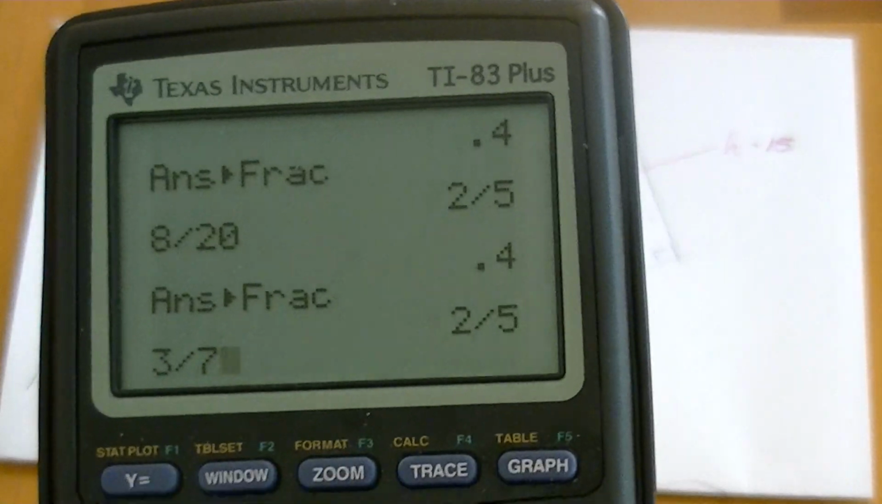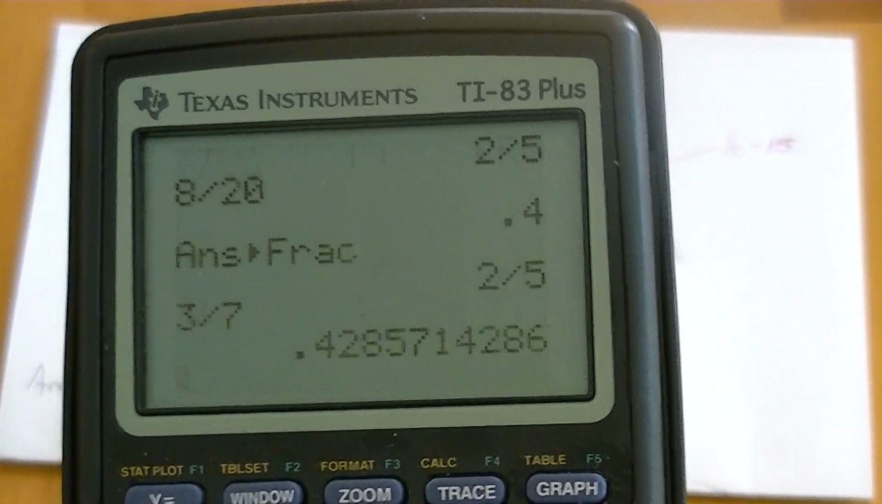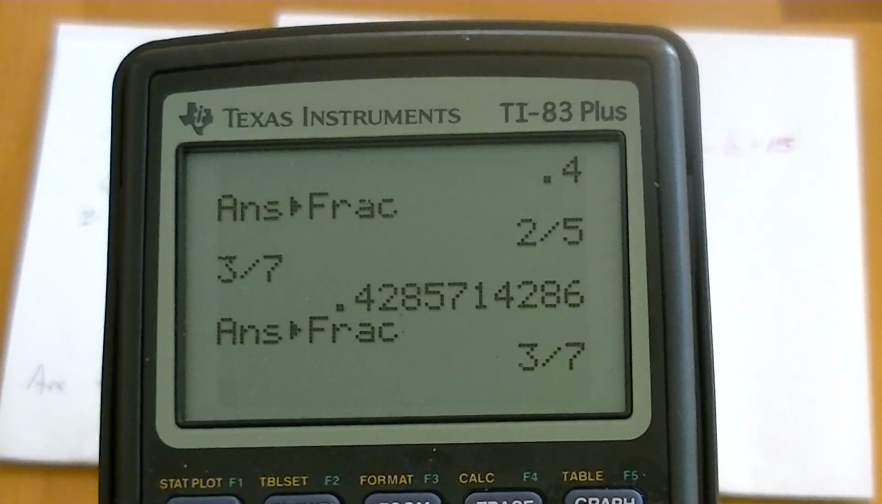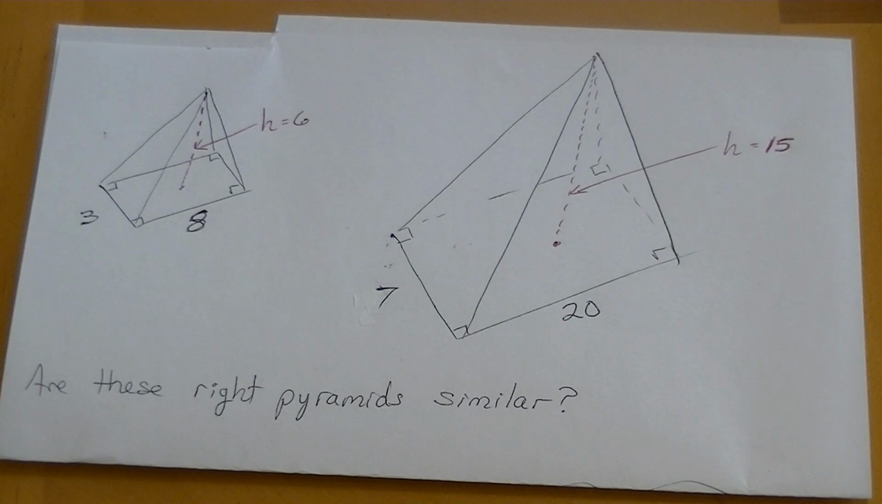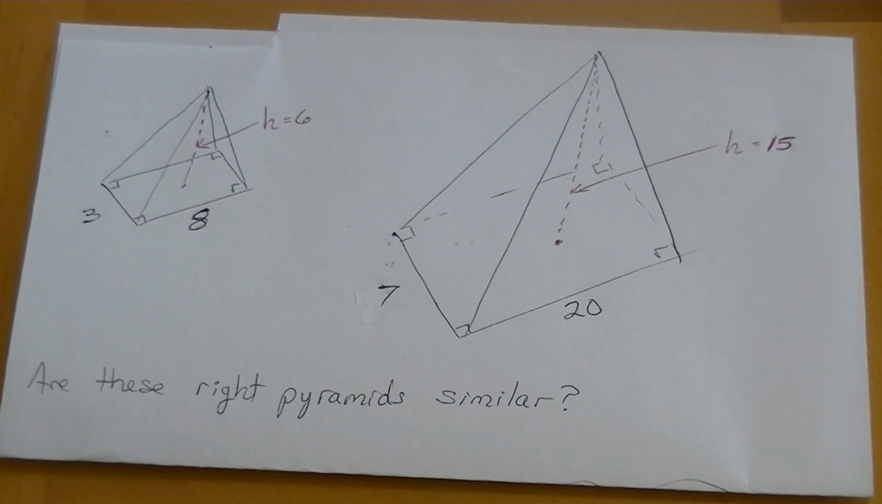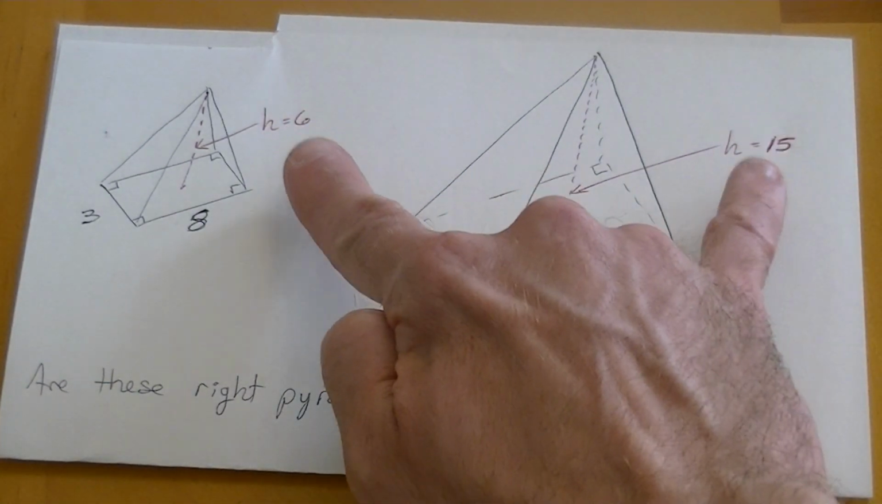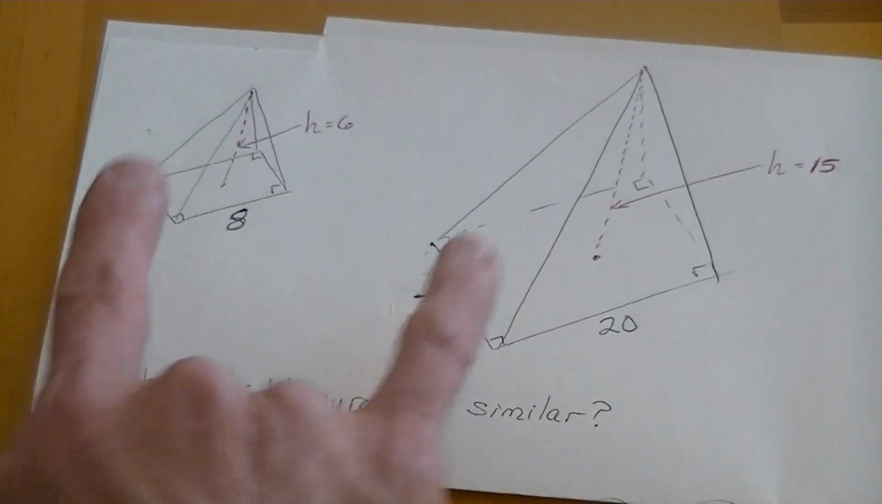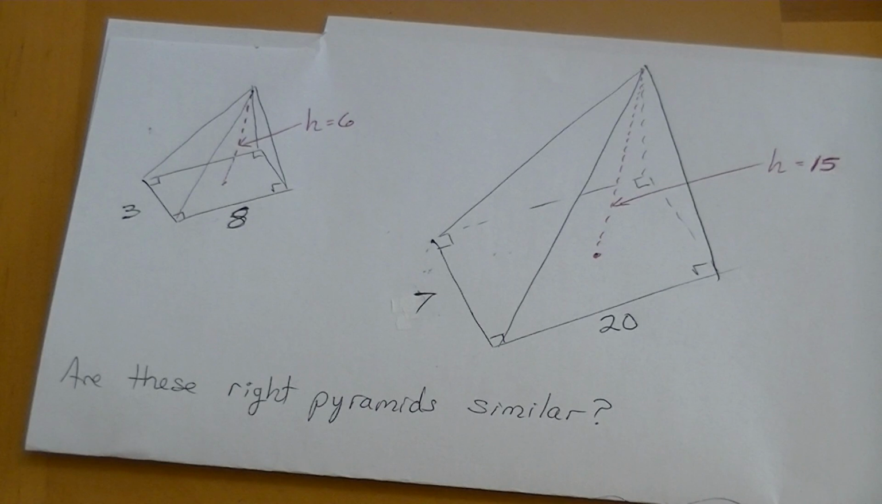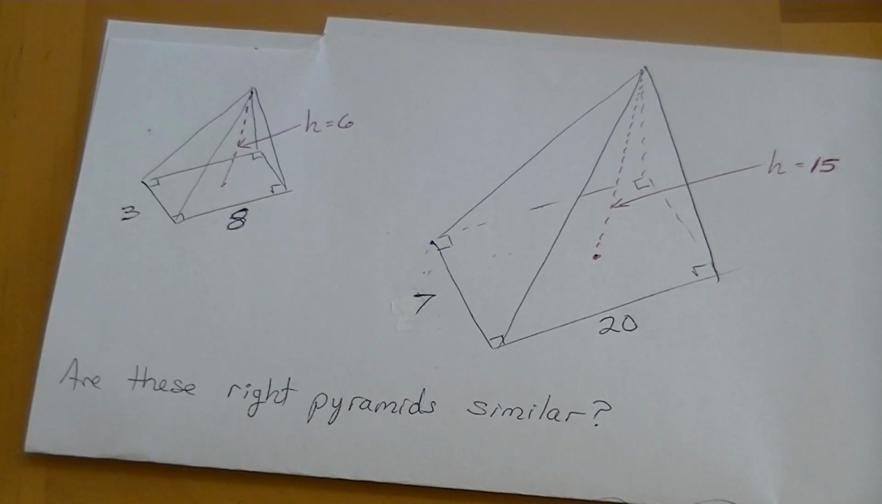3 over 7. No, that's a different number. That's not 2 to 5. That's just 3 to 7. So because all the corresponding lengths are not proportional, these are not similar. This ratio and this ratio are equal, but that ratio is different from the other two. These are not similar polygons. So they can only be similar if all the dimensions are changed the same way, by the same scale factor.